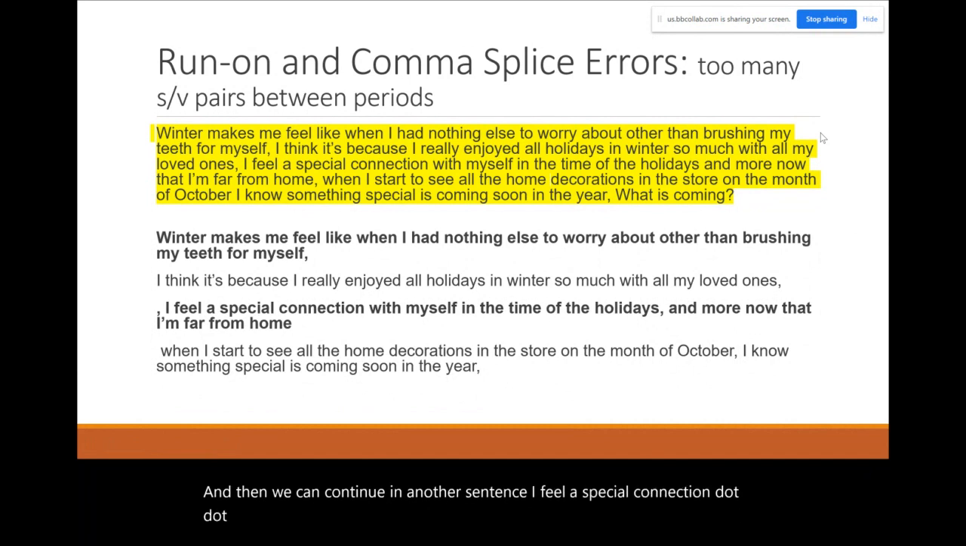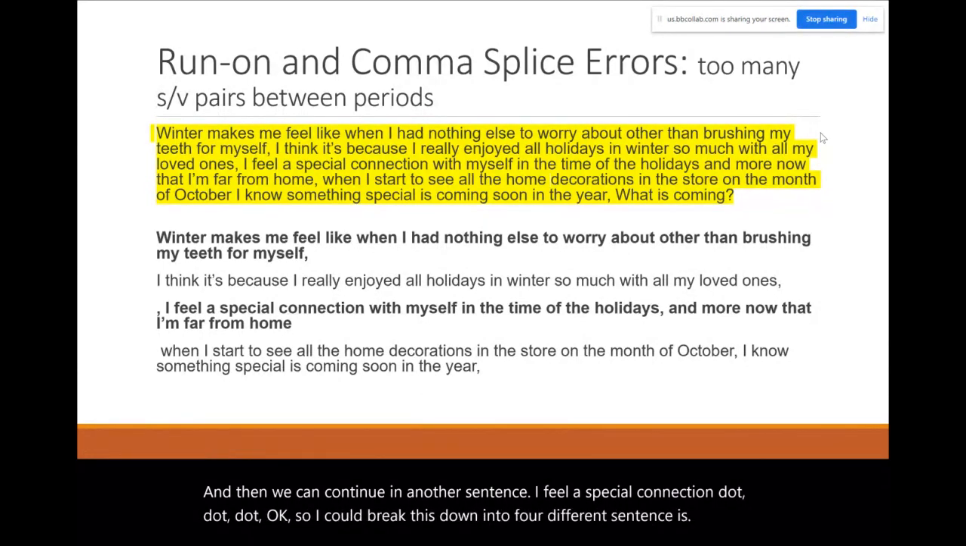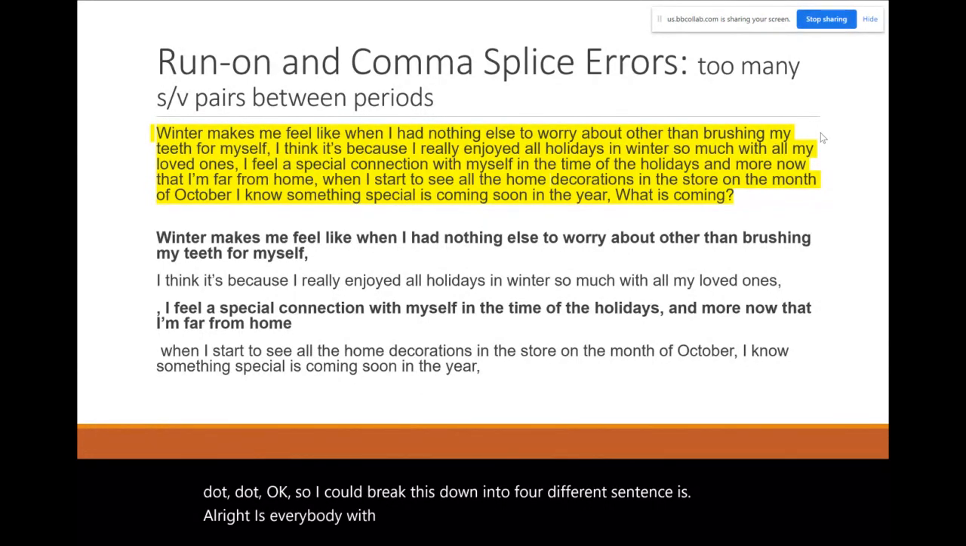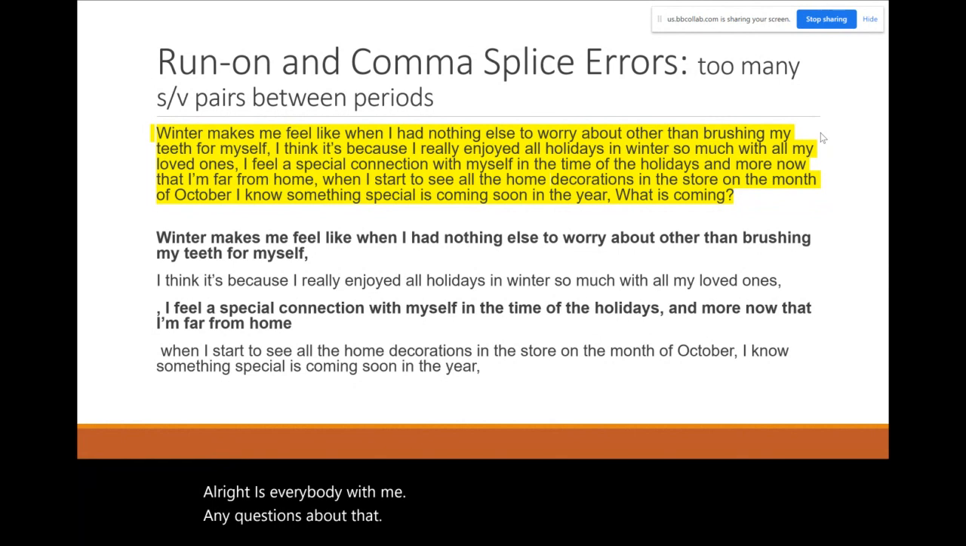Okay? So I could break this down into 4 different sentences. All right? Is everybody with me? Any questions about that? No. Okay. So these are great ideas and decisions, and I love it, but we just need to practice dividing it correctly.